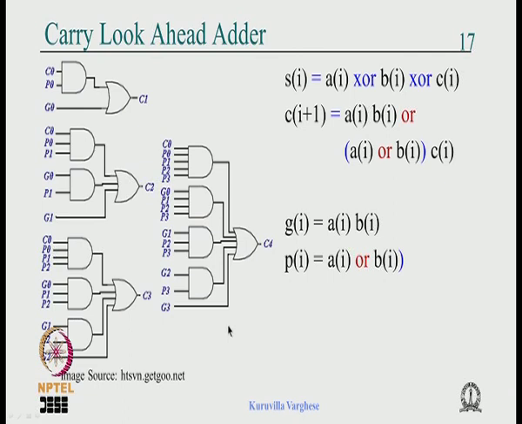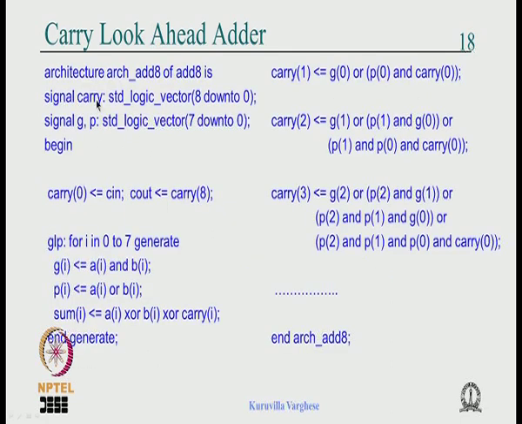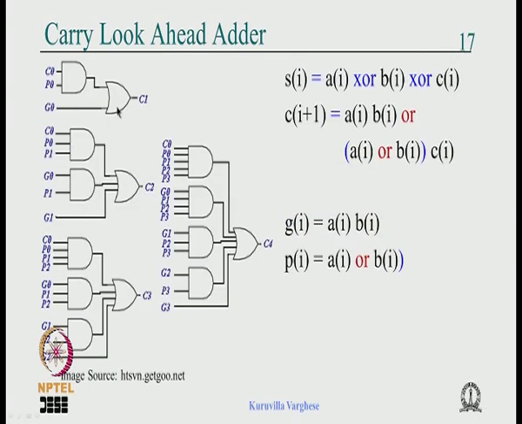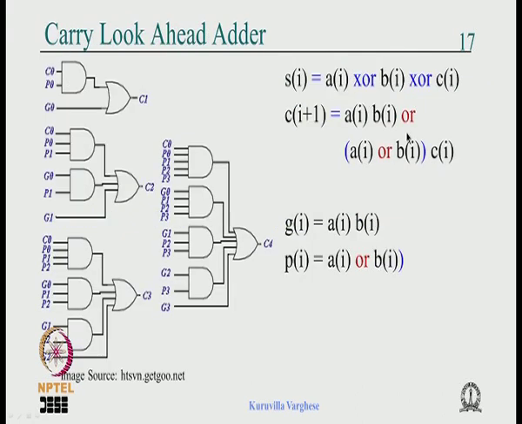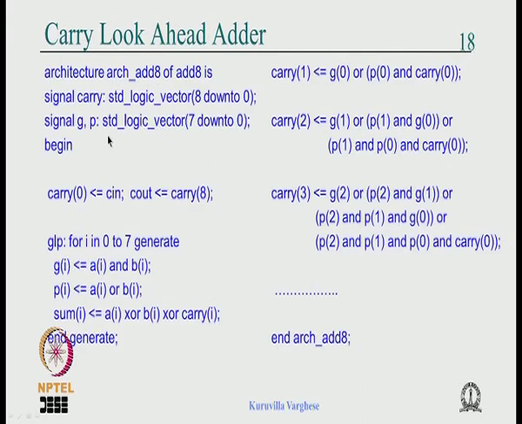We will just look at the equivalent code in VHDL. I am not showing the entity, it is the same. Like in the previous one, A and B are 8 bit, sum is 8 bit, there is a C in and C out, and there is an internal signal which is 9 bit. All that holds good here, but in addition we now need G and P, generate and propagate, for each stage. So we have an 8 bit vector.